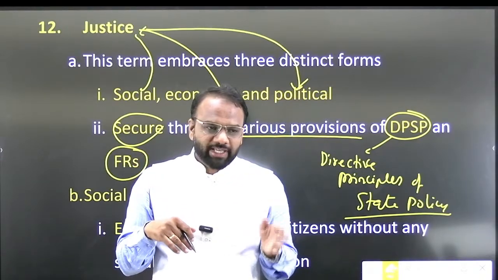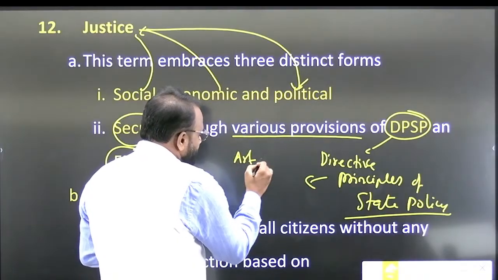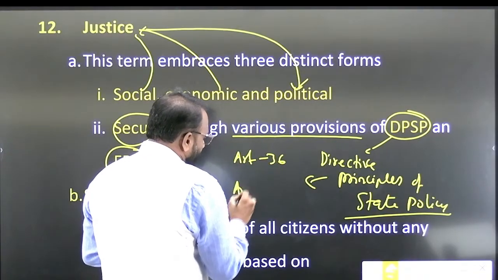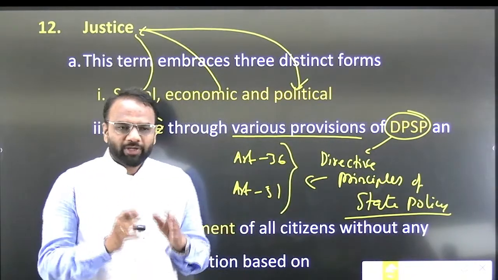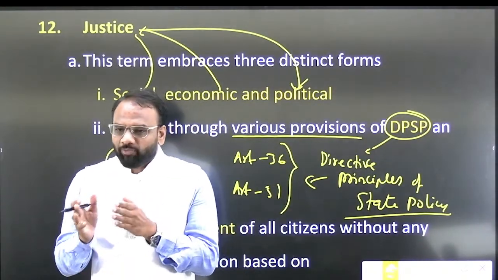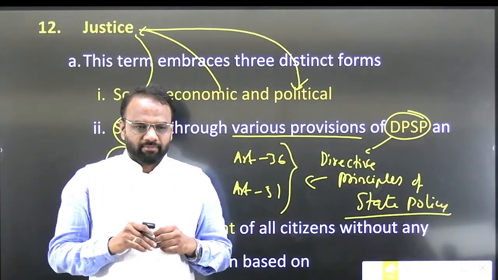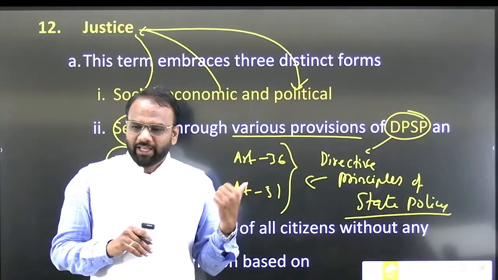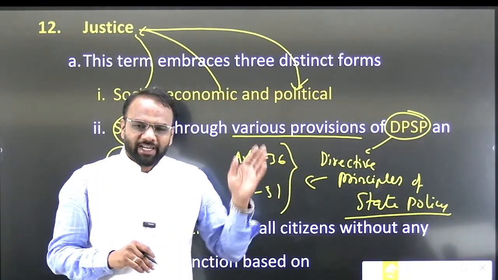Those things have been listed from article number 36 to article number 51. Whenever the central government or state government is bringing any kind of policies, it should keep these things in mind and then make the policies. In articles 36 to 51, there are so many provisions.